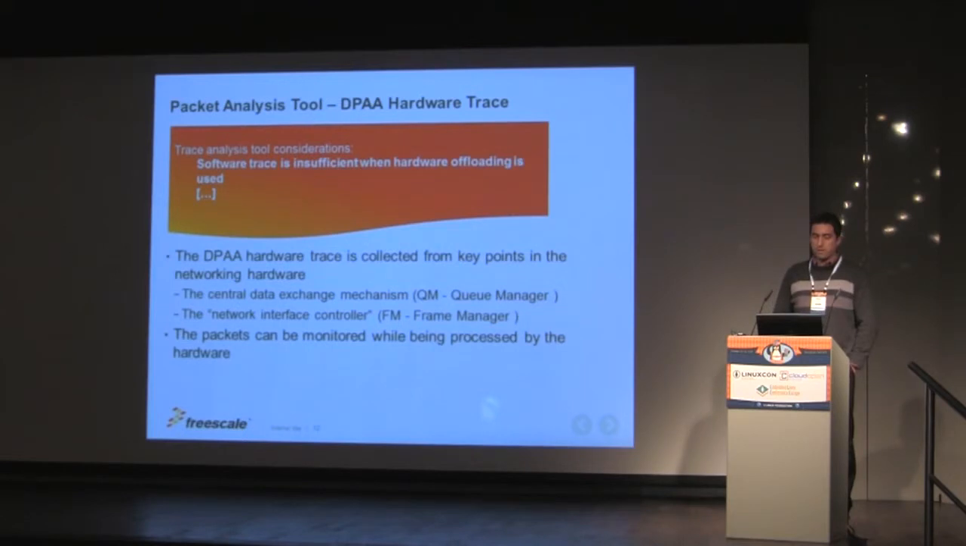We can collect this trace data from the central data exchange mechanism. So basically, we get to see every single exchange that happens, which involves these network packets. And this whole trace data collection can happen while the packets are being actively shuffled back and forth among the various subsystems that we have on the chip. And we can do this in a non-intrusive way or with very little intrusiveness.